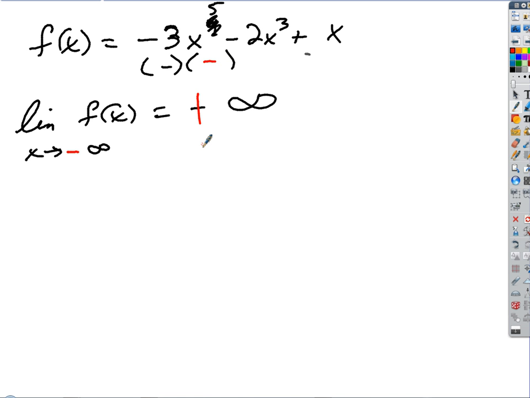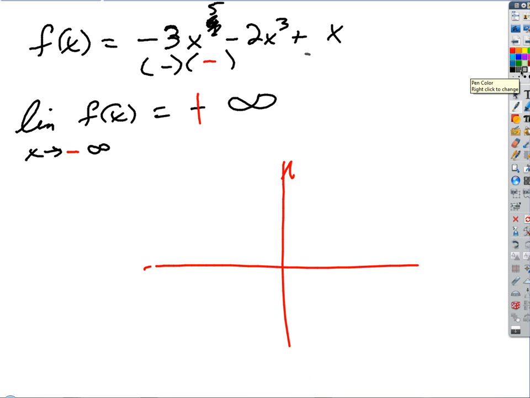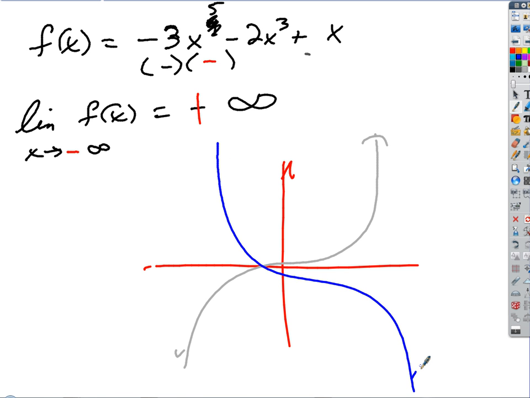That also makes sense with the graph, doesn't it? Because if we've taken an odd function, x to the 5th is an odd function, but we've flipped that around the x-axis, so now it looks like that, right? That makes sense? So as we approach negative infinity, it's going up. We should get a positive answer.